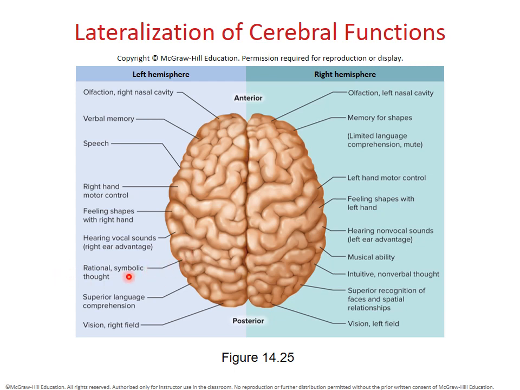Back here we have rational symbolic thought, logical thought. In the same place on the right side, intuitive nonverbal thought, feeling, and so on. And so this is, again, all known as lateralization of the cerebral function.